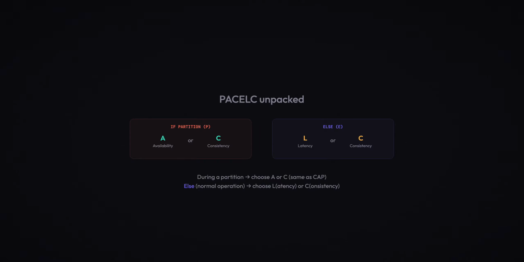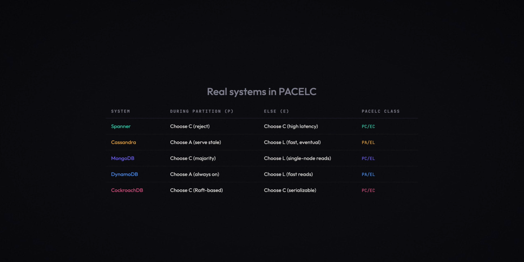Even when everything is working perfectly, there's still a trade-off. Stronger consistency requires more coordination between nodes, which takes more time. Weaker consistency can be served faster from a single node without waiting for agreement. Let's classify some real systems.